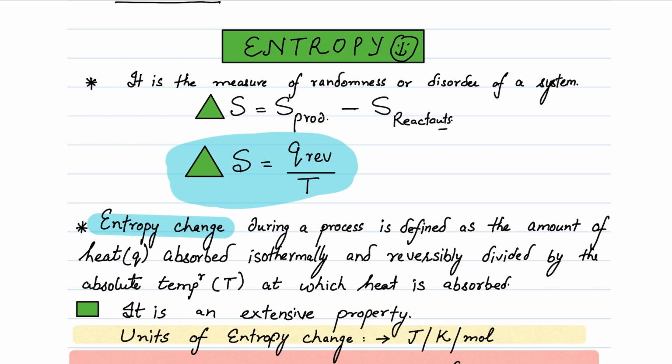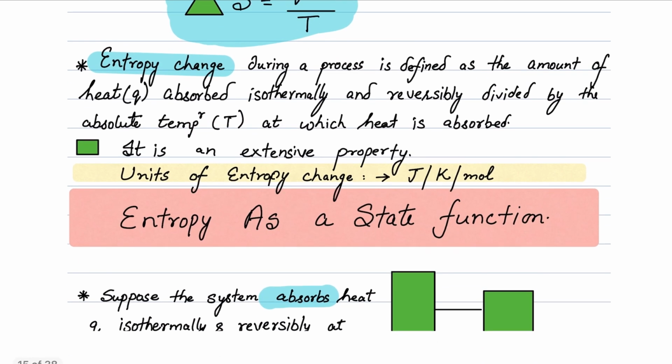So entropy change during a process may be defined as the amount of heat that is absorbed isothermally and reversibly divided by the absolute temperature at which this heat is absorbed. It is a very important point to note down here that it is an extensive property. The units of entropy change are joule per Kelvin per mole.